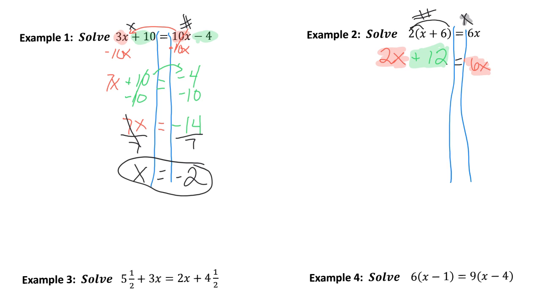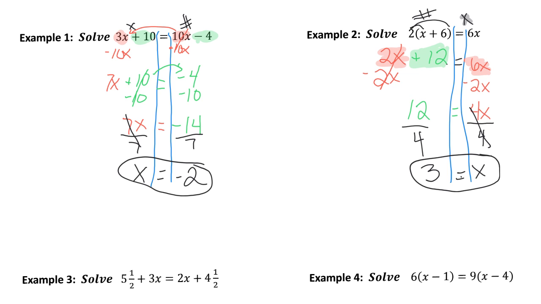Okay, so in order to do that, this is a positive 2x. So the opposite of a positive is a negative 2x. So I'm doing a negative 2x to both sides. On the left, they cancel out. And I'm left with 12 equals 6 minus 2 is 4x. And then I have to get my x alone. So I divide both sides by 4. And then x gives me 3. Okay.